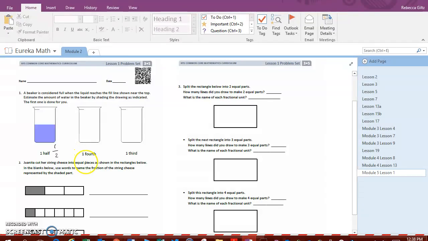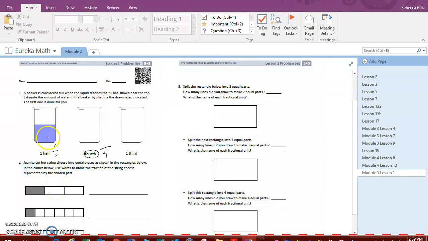Okay, so let's look at the next one. Now we need to shade 1/4. So when you look at this, the 4 is telling you how many total pieces. Okay, that's your bottom number. We call that the denominator. And you can look at that in the vocabulary section of your binder, to see that the denominator is the bottom number. It tells you how many total pieces there are.